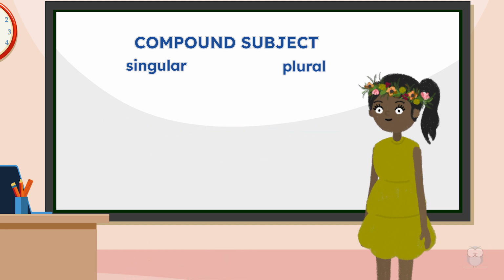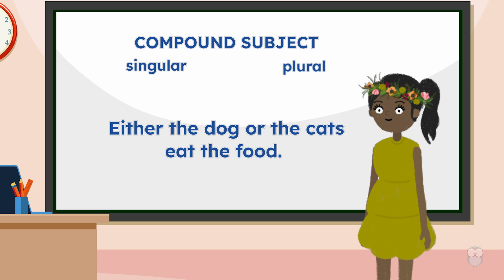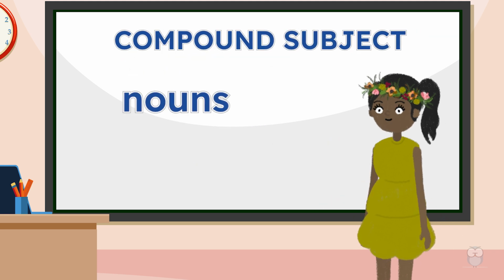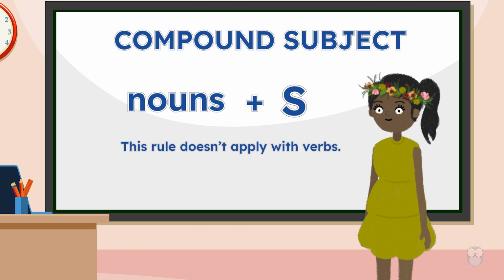Now let's switch it up. Either the dog or the cats eat the food. Again, look at the subject closest to the verb. Cats is plural, so now the verb is plural, eat. And just a reminder, we add s to nouns to make them plural, but we don't necessarily add an s to verbs to make them plural. That rule doesn't apply with verbs.